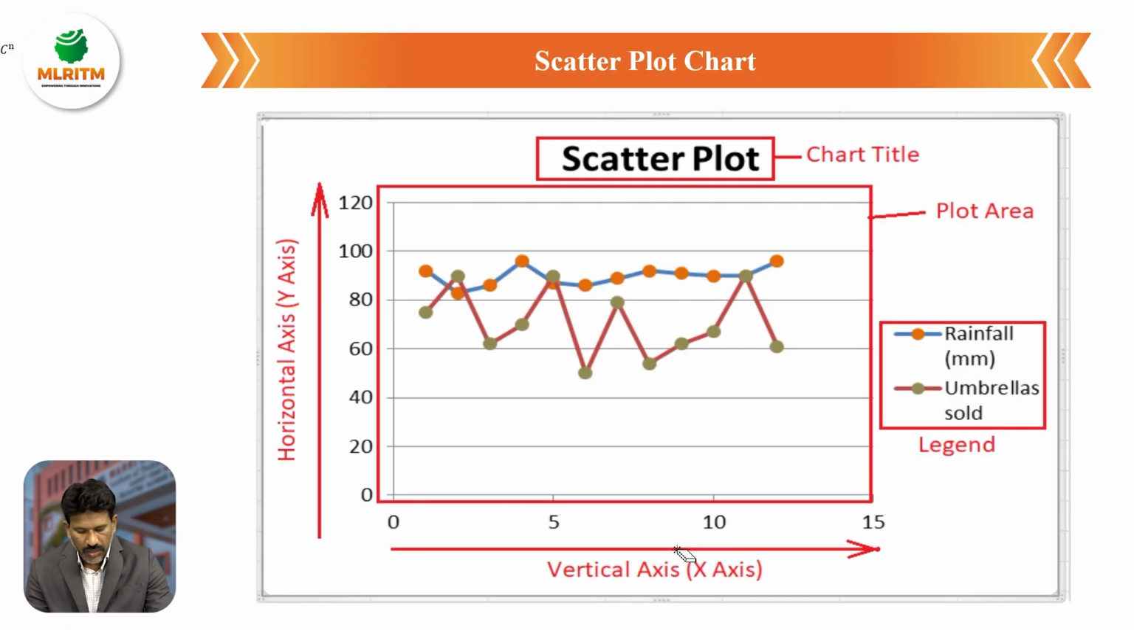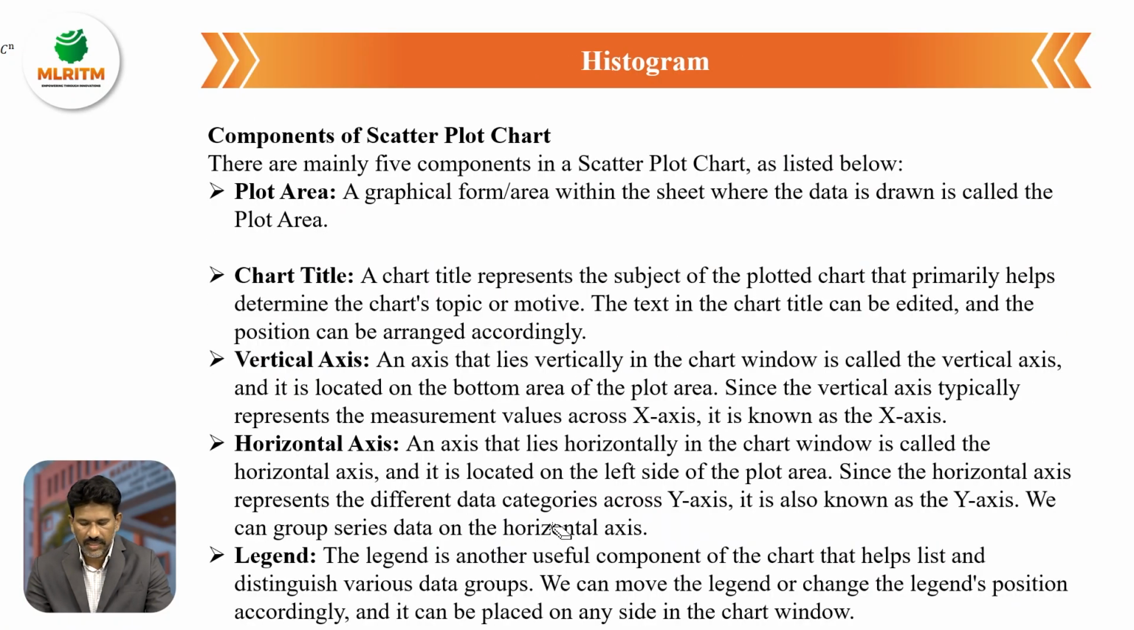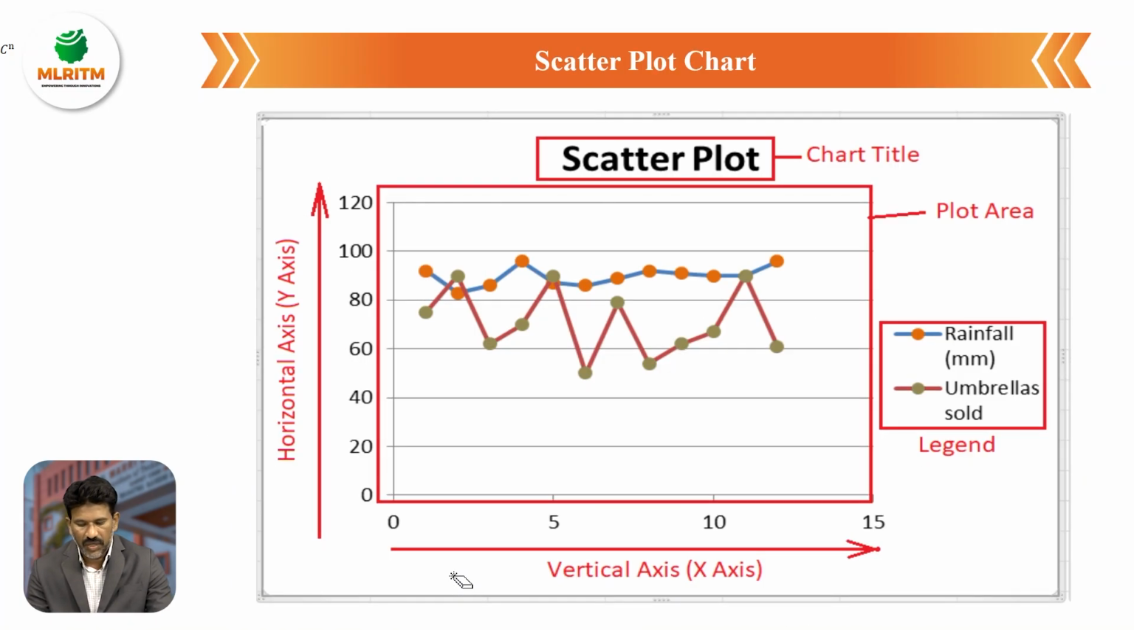In this horizontal axis, it represents the different types of data and the different categories. These all work with the help of the y-axis. And one more thing, it can be a group or series of data represented on the horizontal axis. So we'll see the next one, the legend.